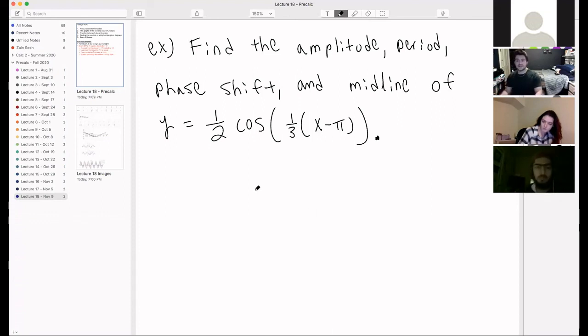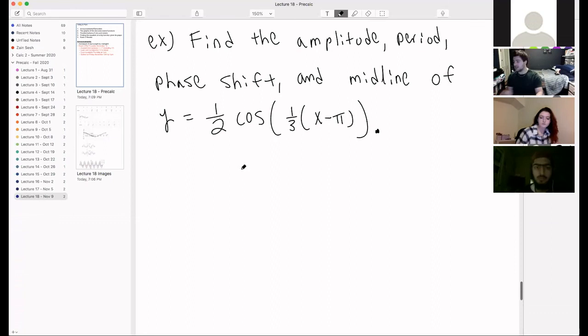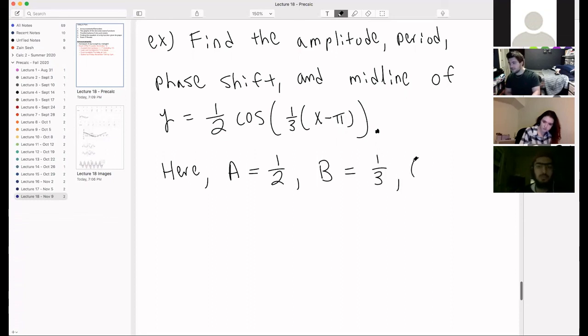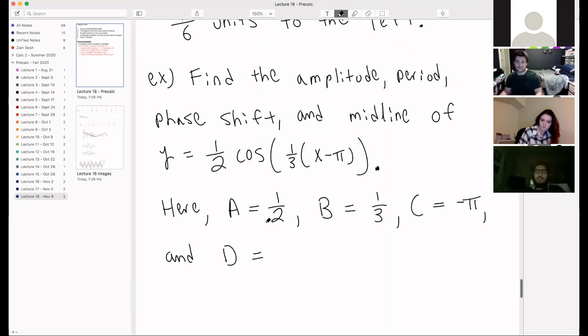Okay, so let me just identify what A, B, C, and D are here. A was our vertical stretch, so that's going to be 1/2. B is 1/3. C, our phase shift, is minus pi. And D, what's our vertical shift? There is none. There's nothing being added or subtracted outside of the function, so it's actually just 0. D is 0.